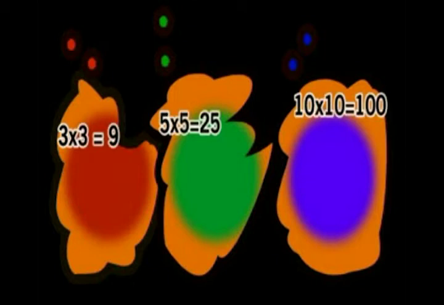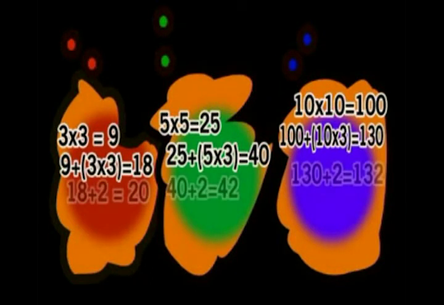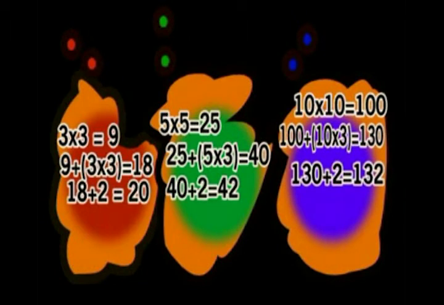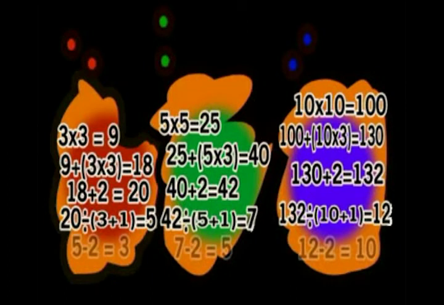Try this with us. Think of any number. Multiply the number by itself. Add thrice your number to the result. Then add 2 more. Divide the result by 1 more than your number. Then subtract 2. The result is the number you initially thought of.